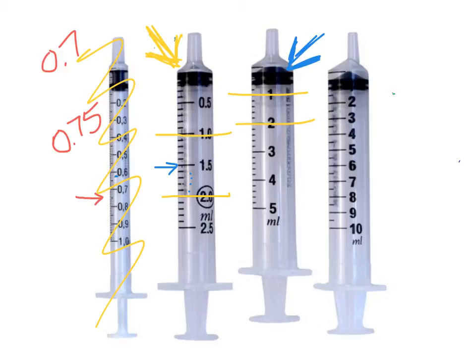What I mean by that is that first line right behind the 1, that's going to be 1.2. The next one would be 1.4. The next one is going to be 1.6, and then lastly that's going to be 1.8. So those are counted off in 2/10 compared to the first one that are counted off in 1/10. So that's the big difference between those two.